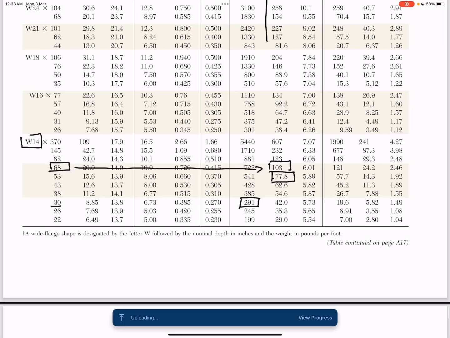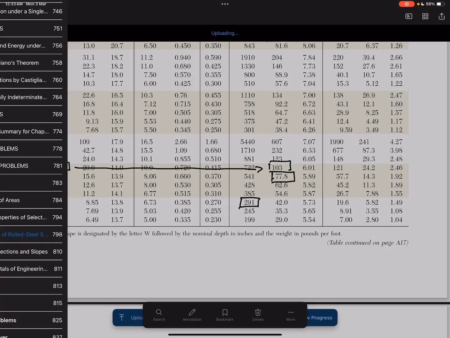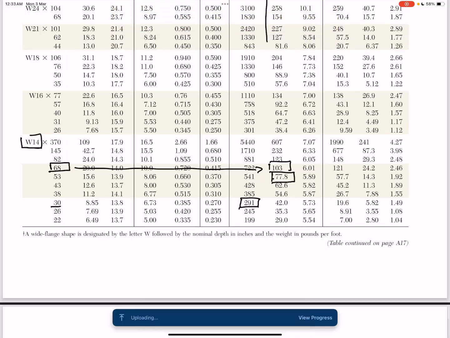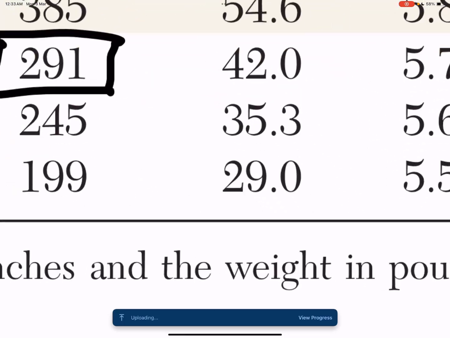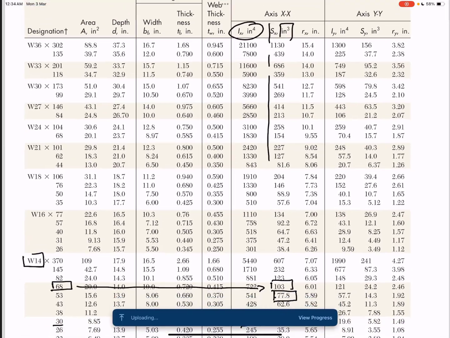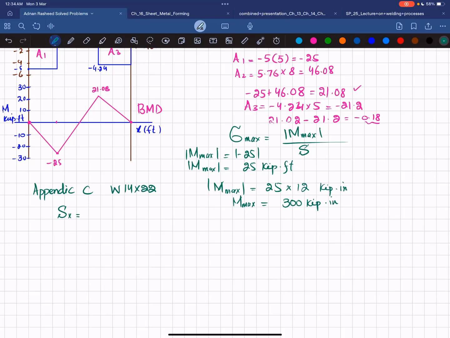I cannot use the pen over here. Editing is unavailable. So you can see the last one is W. This is 22. So your this value will be 29. You can see this value is 29, which is for SX, and unit will be cubic inch. So SX or S will be equal to 29 cubic inch.